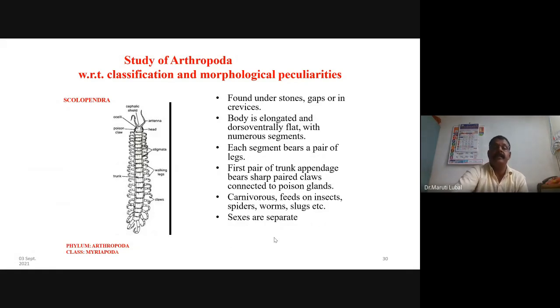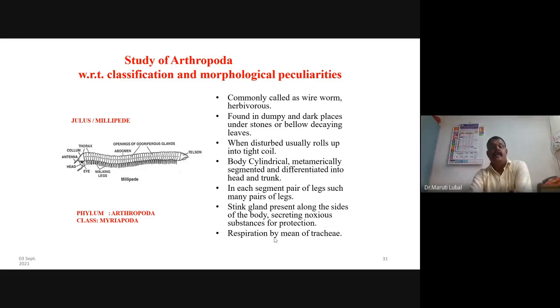Next animal is Scolopendra. This Scolopendra is found under stones or in gaps or crevices. Body is elongated and dorsoventrally flattened with numerous segments. Each segment bears a pair of legs. The first pair of trunk appendages contains sharp paired claws connected to poison glands. This animal is carnivorous and feeds on insects, spiders, worms, sludge, etc. And sexes are separate.